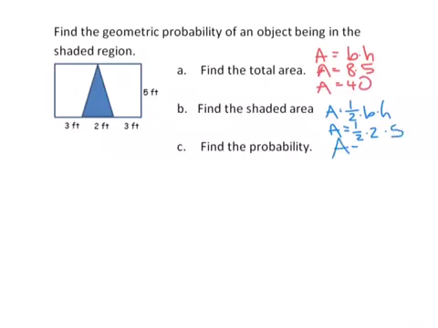So 1/2 times 2 times 5, well, 1/2 of 10 is 5. So the area of the triangle is 5 square feet. So now we can think of our probability of what's the probability I'm going to land in that shaded space.